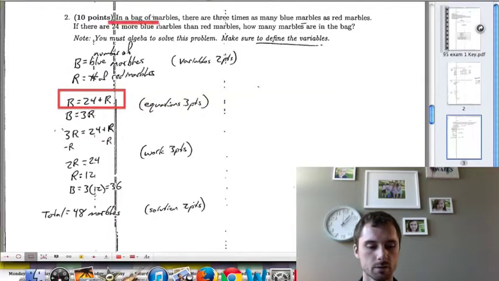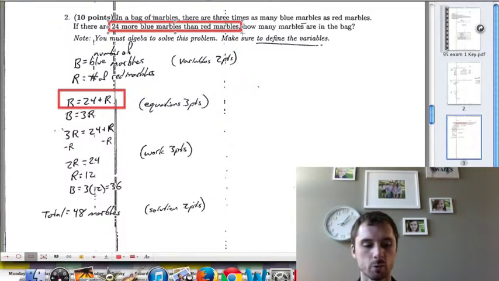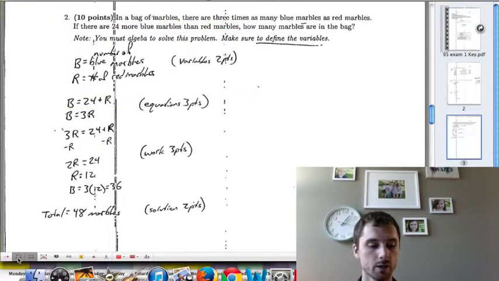And then the second sentence, which I have on top of that equation, is B equals 24 plus R. So that means it says 24 more blue marbles than red. So if you take red, you add 24 to it, you get up to the amount of the blue. Now these two equations I'm going to use to solve my problem. I have 2 variables and I have 2 equations, so I have a good chance of being able to solve this.